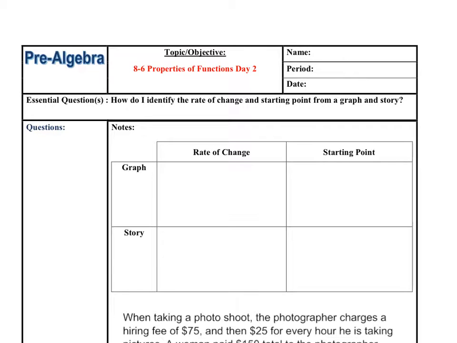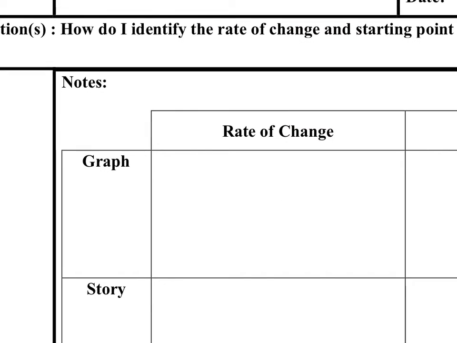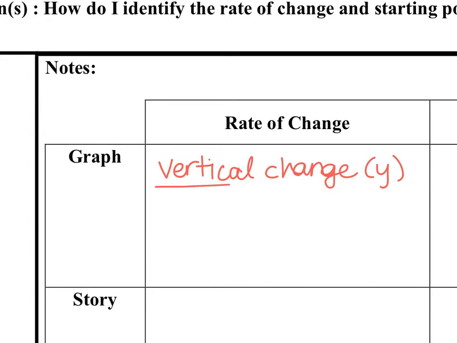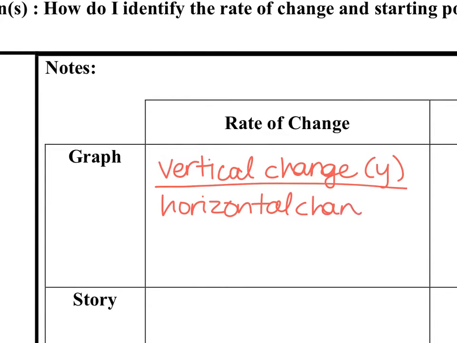Today we're going to find properties from a graph in a story, still focusing on rate of change and the starting point. So on a graph, your rate of change, if it's a straight line, which is what we're focusing on today, will be the vertical change. And we know that on a graph, the vertical change is the change in y over the horizontal change, which we know to be the change in x.